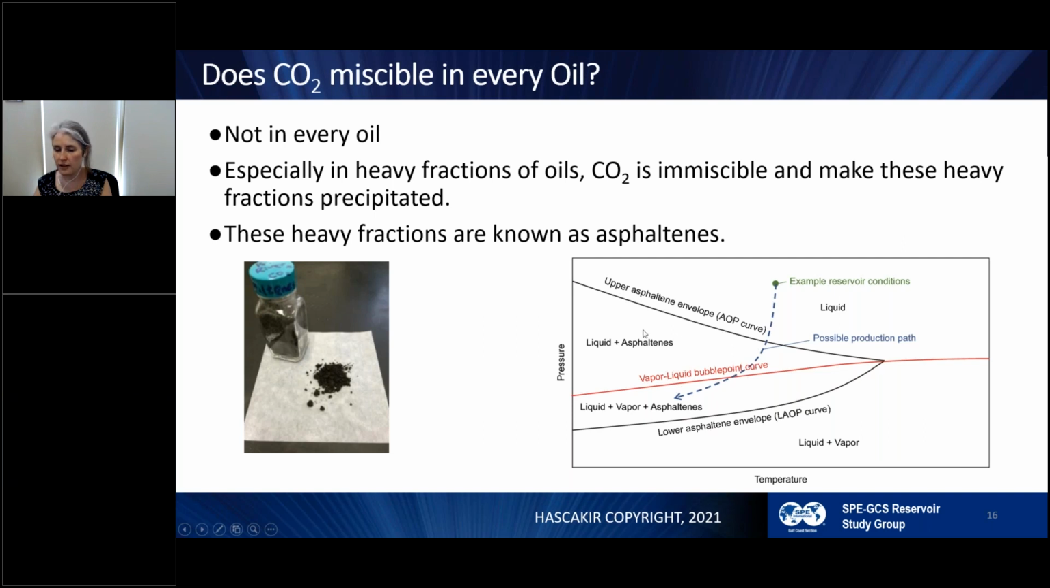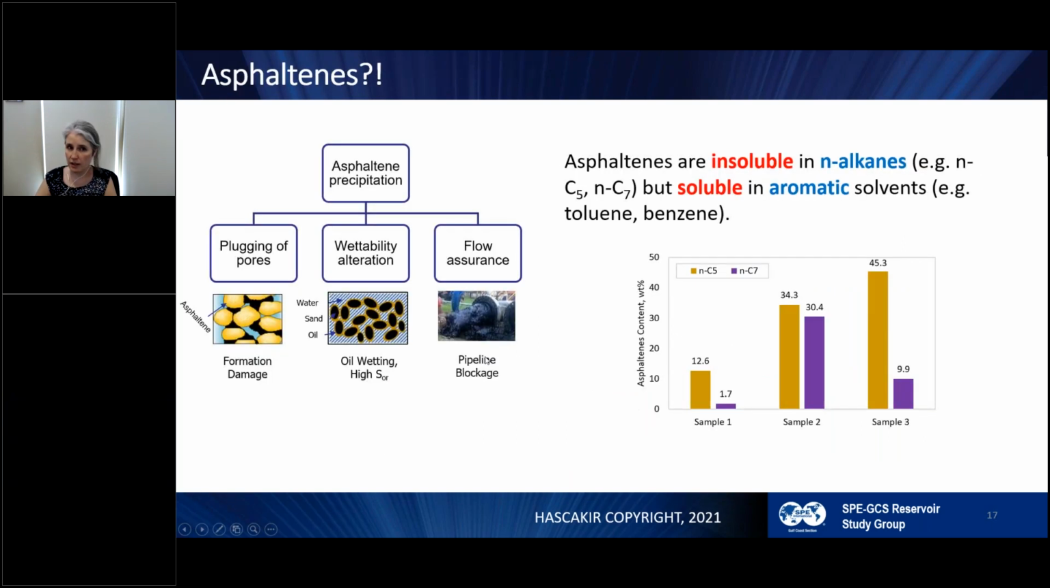And this will be enhanced if you are injecting something which is insoluble in asphaltenes, such as carbon dioxide. So as I said, asphaltenes are really a huge problem in the oil industry because they are plugging the pores and causing formation damage, and they are causing wettability alterations by changing the rock surface to oil wet, and causing flow assurance problems by blocking the pipelines.